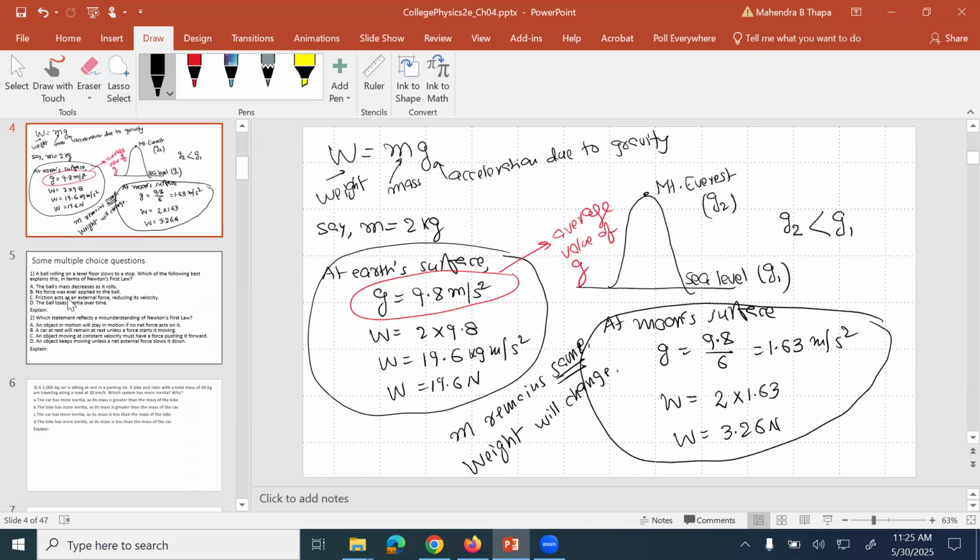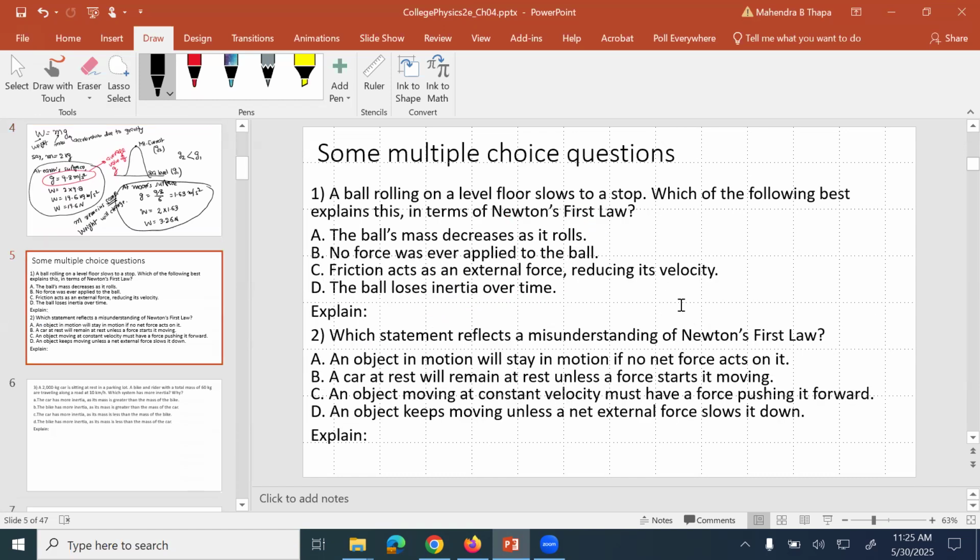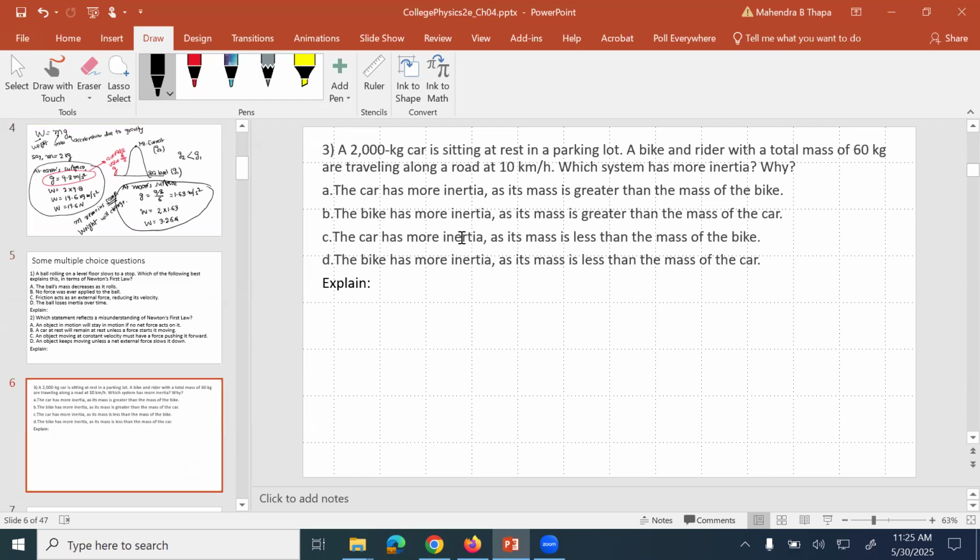You can practice some multiple choice questions, but try to explain if you choose any answer. Okay. Similarly, you can try this question.